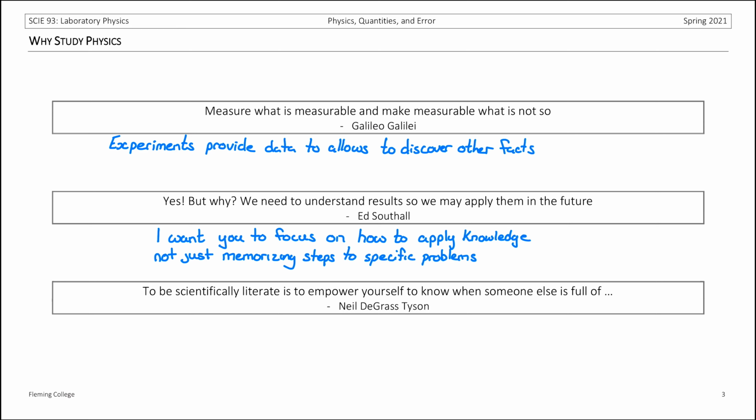One last thought that we can consider isn't just about physics, but about science in general. Neil deGrasse Tyson has recently put out a t-shirt that says, to be scientifically literate is to empower yourself to know when someone else is full of, actually, maybe I'll just paraphrase this one. But getting that understanding from physics will help us know when somebody's trying to trick us.